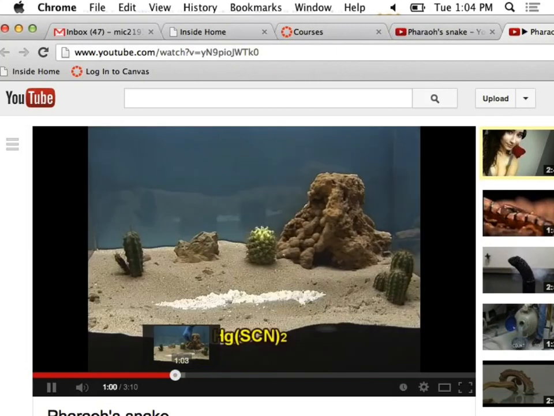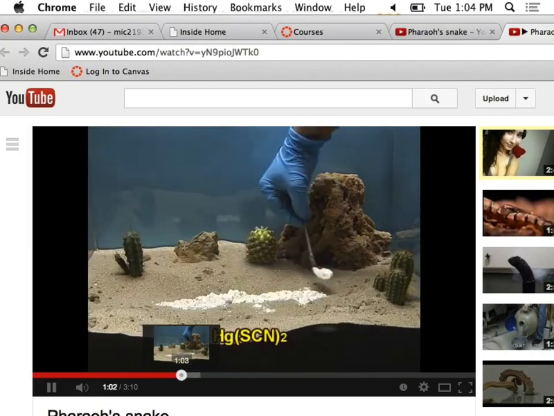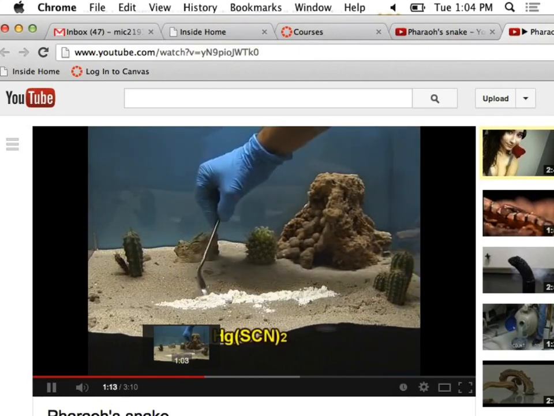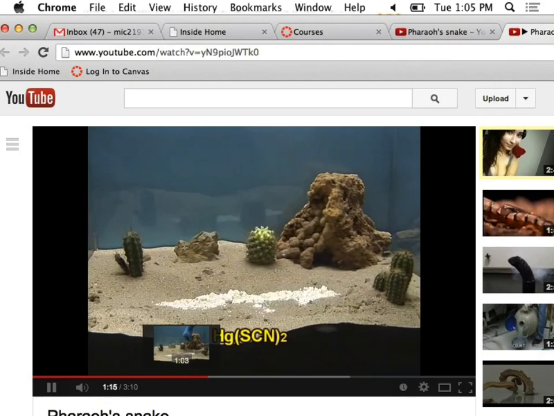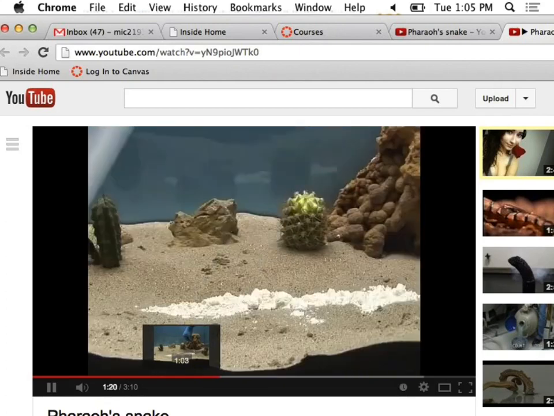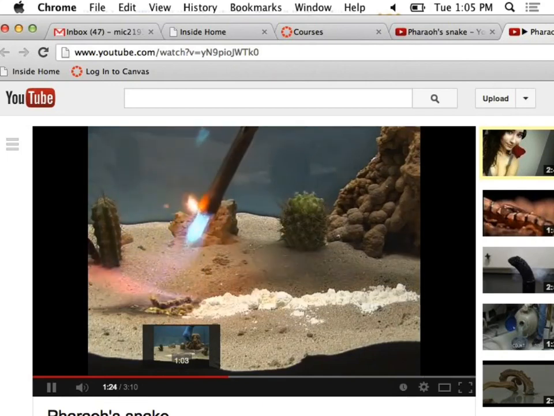Come on, YouTube. So what they've got here is inside a closed container. That's why they got the little terrarium there. Probably added all the cacti, kill the cacti. And they're putting down that mercury thiocyanate. And then what they're going to do is they're going to start it decomposing. How do we get things decomposing easily? Heat. So they bring in a torch and they start the reaction.